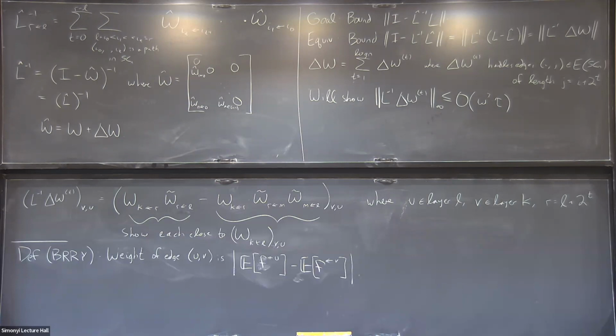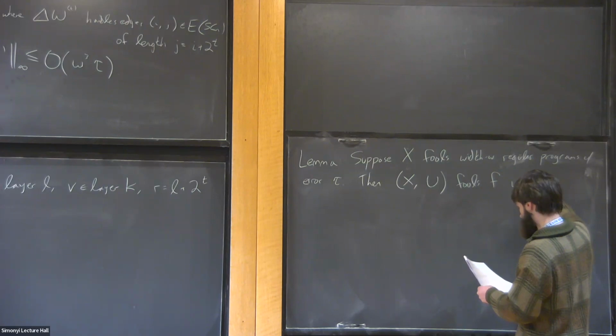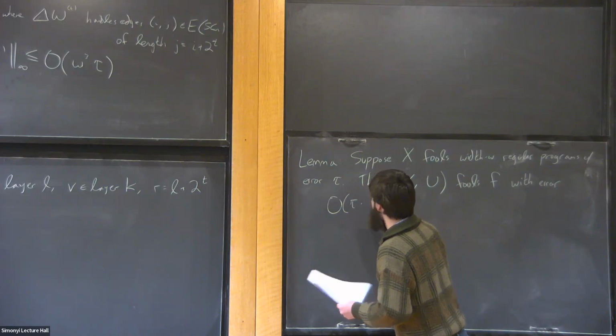Concretely, suppose X fools these width W regular programs. X is a distribution, and it fools these regular programs with this moderately small error tau. Then if we read X followed by uniform random bits, it fools some regular program F with error that's like tau, and might be much smaller than tau actually.